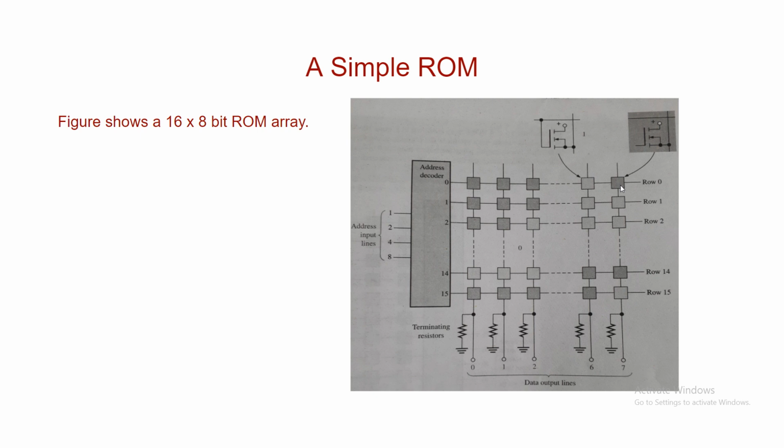The shaded cell indicates that the bit stored in this location is 0, because there is no connection between the row line and the gate of the MOS transistor. And the unshaded cell represents bit 1.